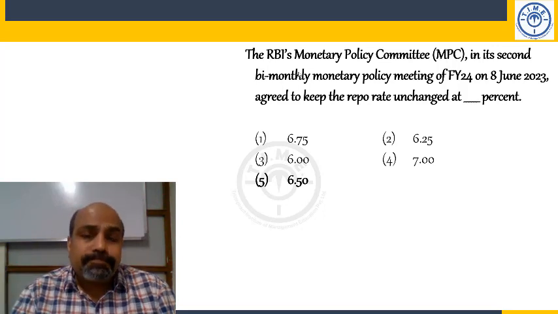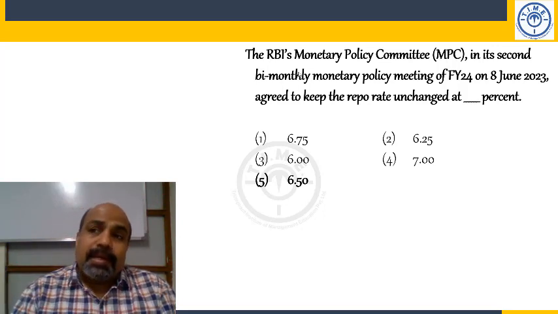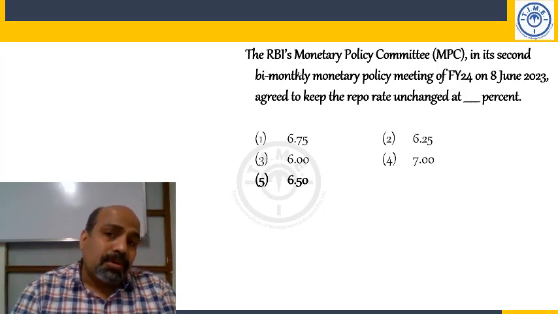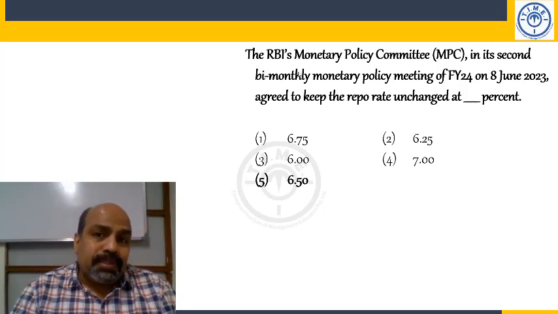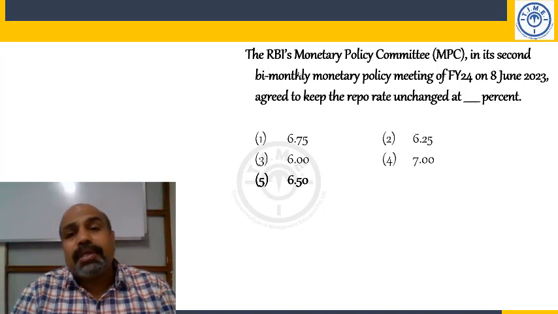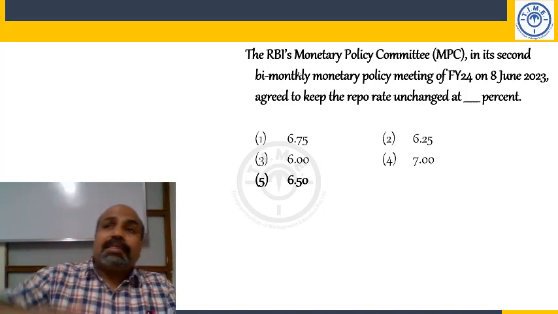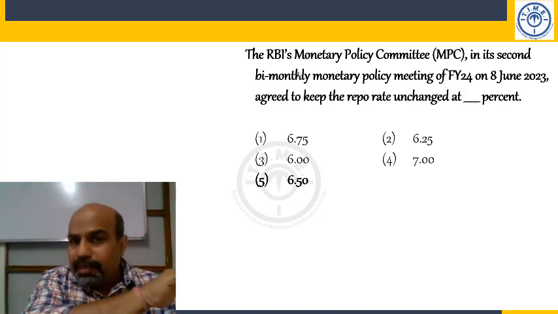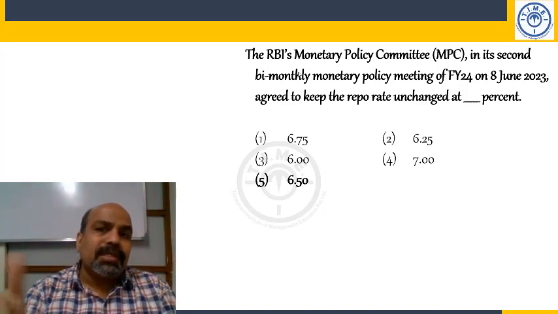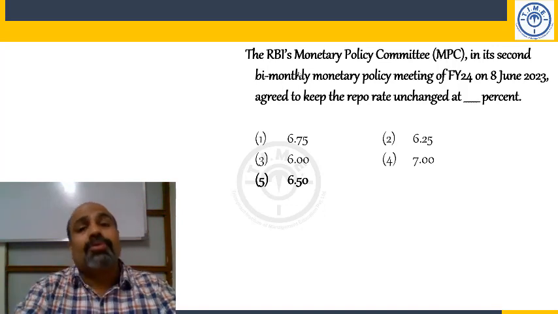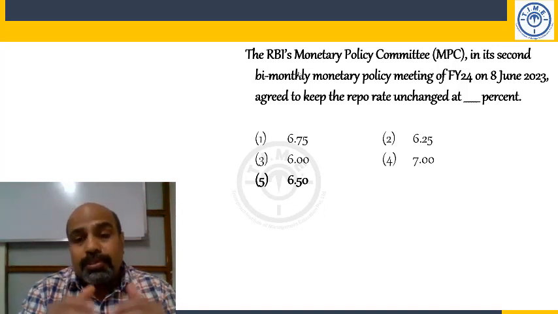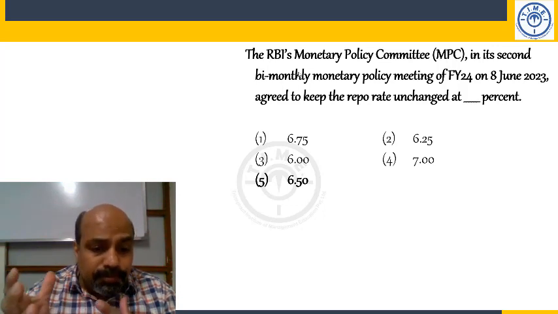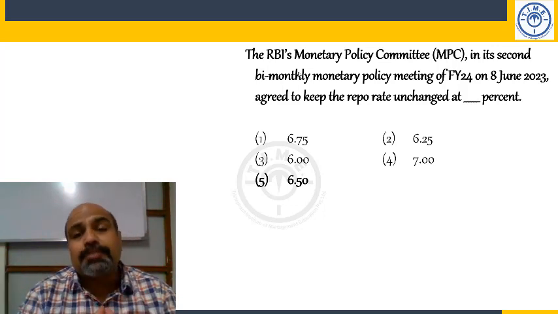That's the idea. This particular bi-monthly meeting in June also talked about the real GDP. Now, what's real GDP? Nominal GDP includes the rise in prices. So from the nominal GDP, the inflation rate is deducted, and what you get is real GDP. That's the real growth in economic output. The projected real GDP for financial year 24 is 6.5%.